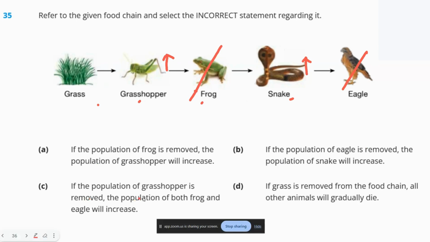Next is, if the population of the grasshopper is removed, the population of both frog and eagle will increase. So if you remove grasshopper, can the population of frog increase? No, definitely not, because frog will not have any food to eat. So actually, the population of the frog will go down, will decrease. At the same time, the population of the snake will reduce, and also the eagle will also reduce or decrease. So option number C is our incorrect statement. So this is our right answer.